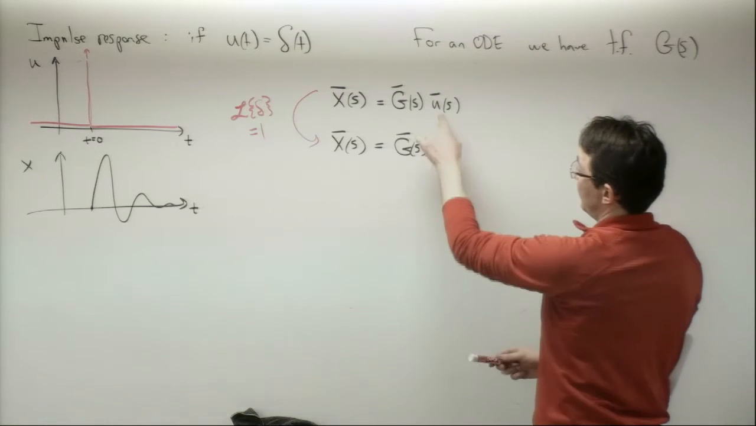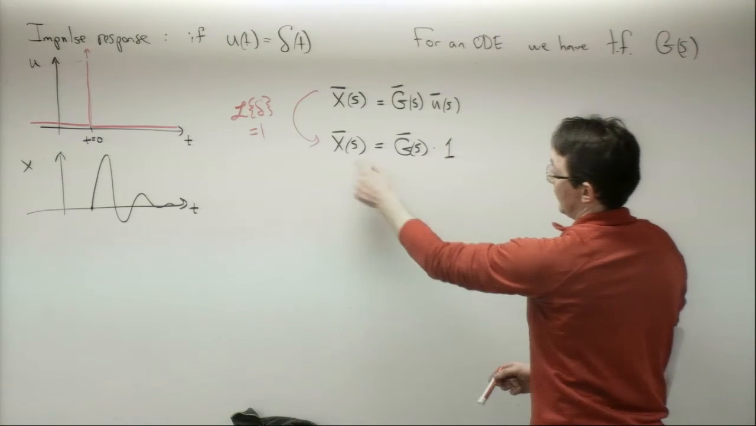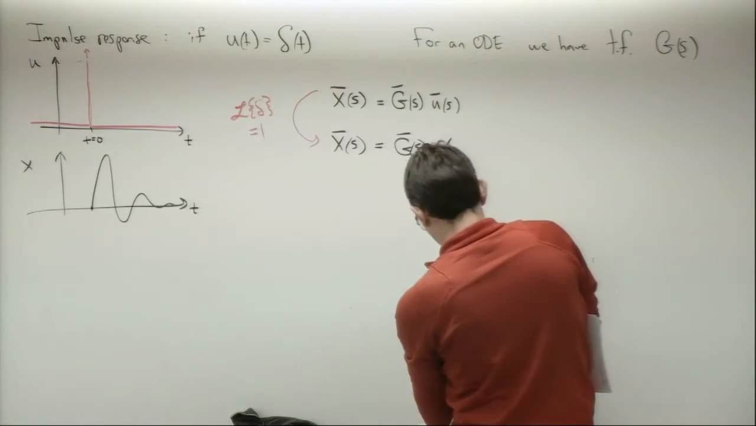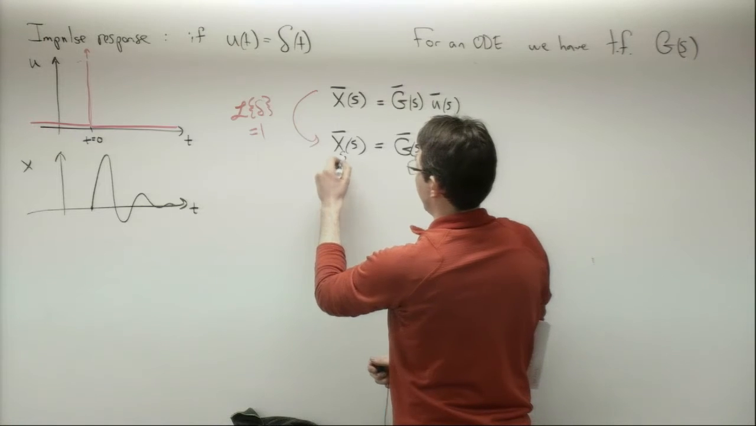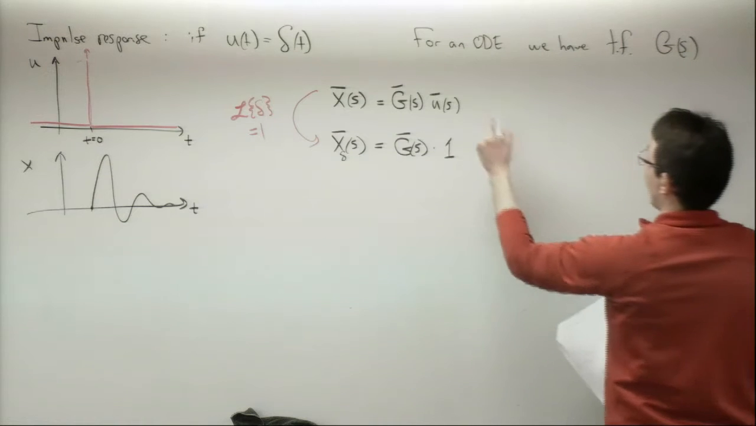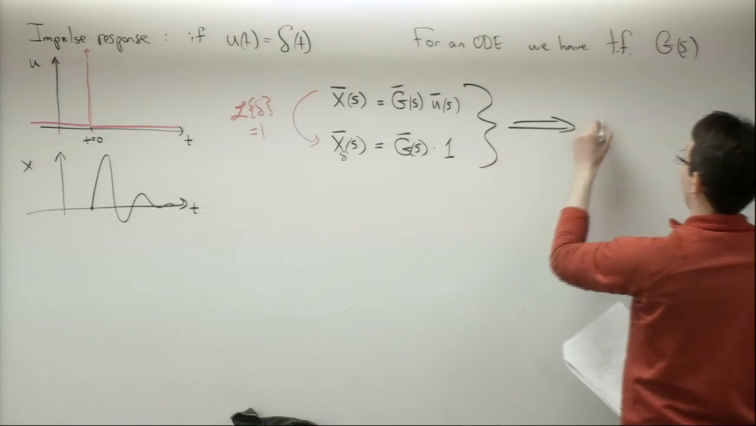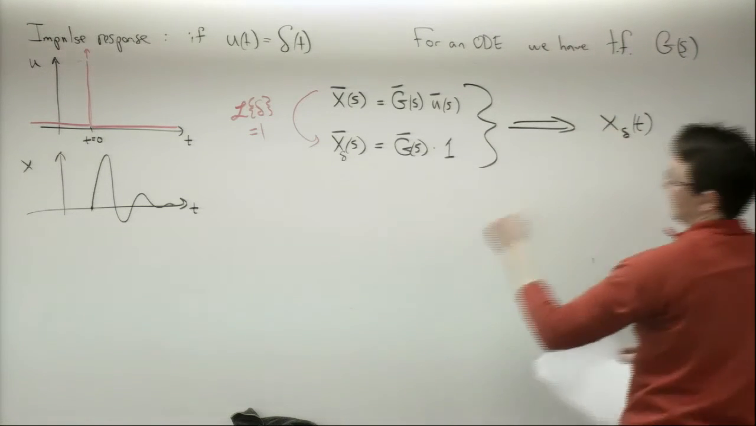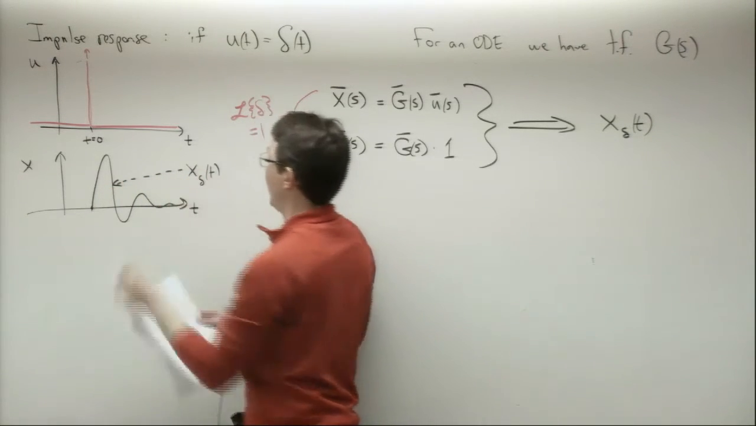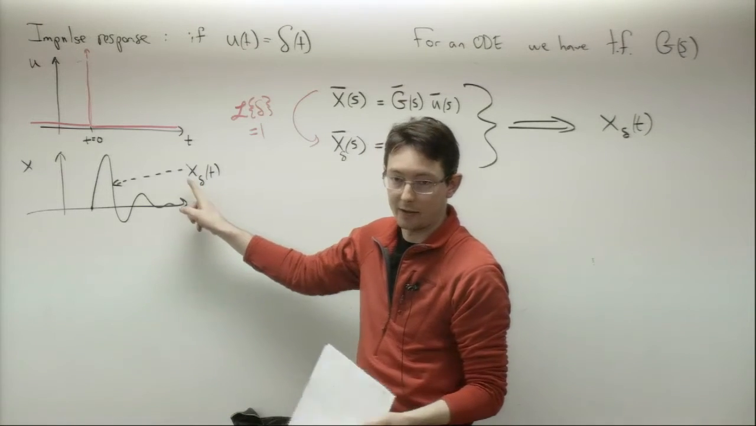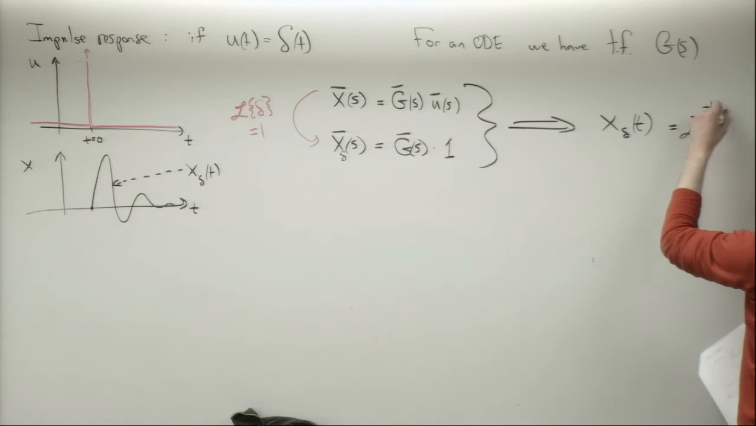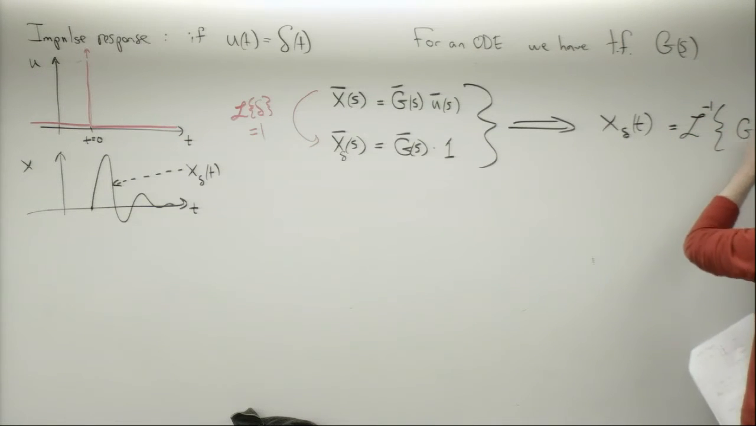Okay, so if my u is a delta function, then this is just g of s times 1. And I'm going to call this x sub delta, because this is my impulse response. So now, if I want to find my solution, x sub delta of time, my response given a delta function, x sub delta is just my impulse response, that's just equal to the inverse Laplace transform of g of s.